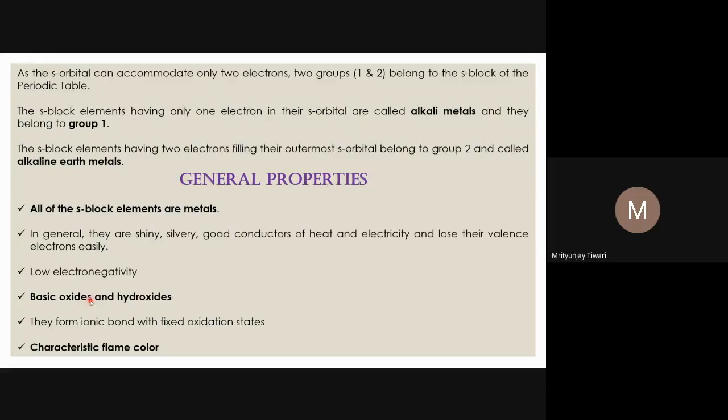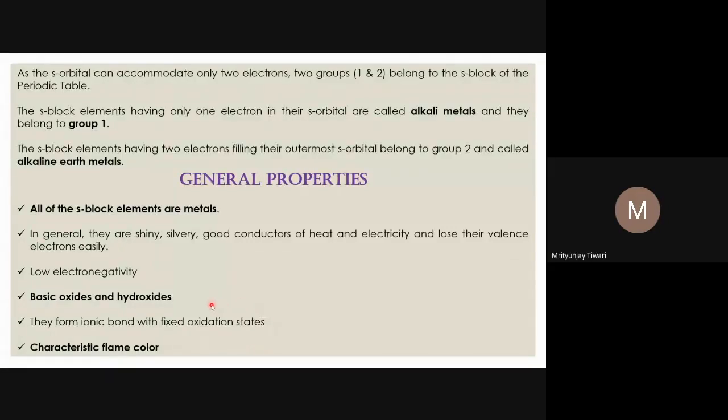Their oxides and hydroxides are basic, meaning if you dissolve them, they react with acids. That is why they are called basic hydroxides. They do not react with the bases, they will only react with acids. So they form ionic bonds with fixed oxidation states.